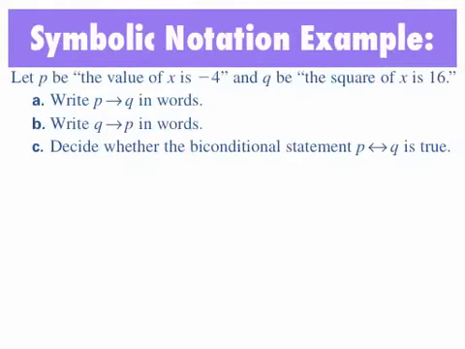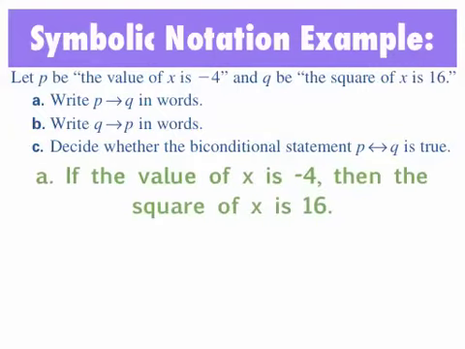Symbolic notation example says let P be the value of x is -4 and Q be the square of x is 16. A asks us to write P implies Q in words, so the original conditional statement in words. To write it in words, I'm still going to use if and then because it's a conditional statement, so A would be: if the value of x is -4, then the square of x is 16.